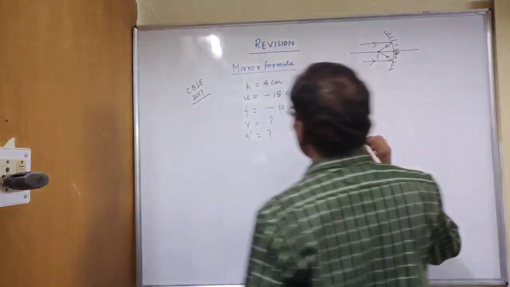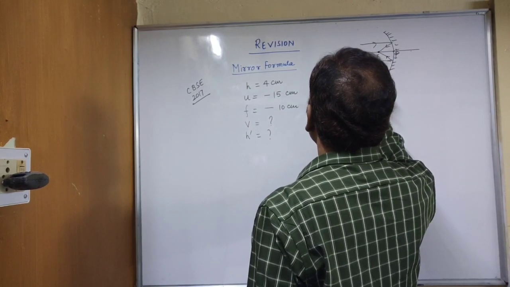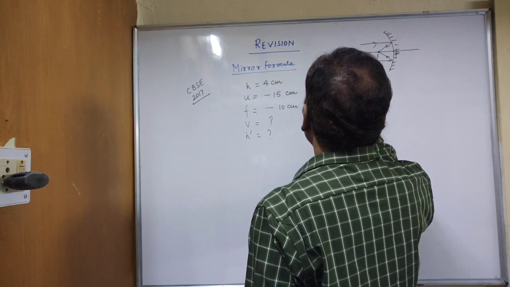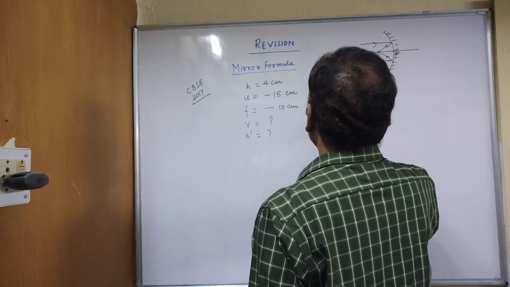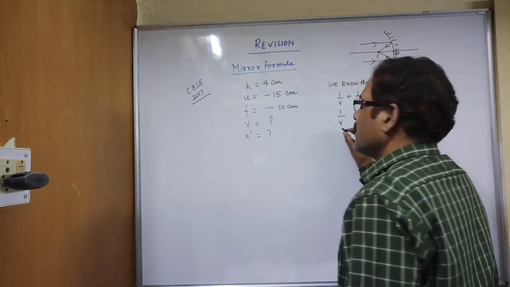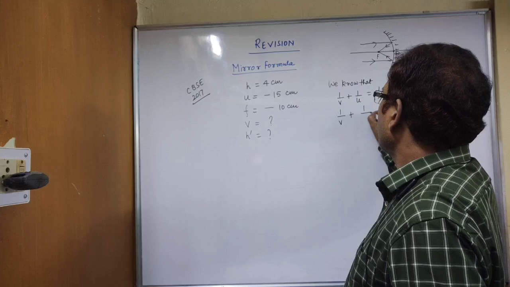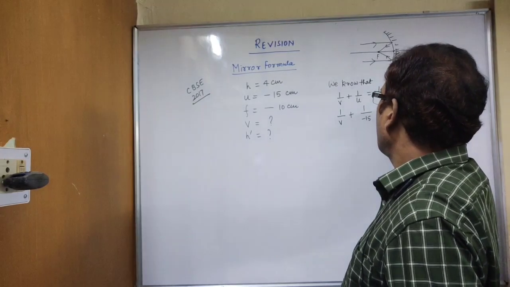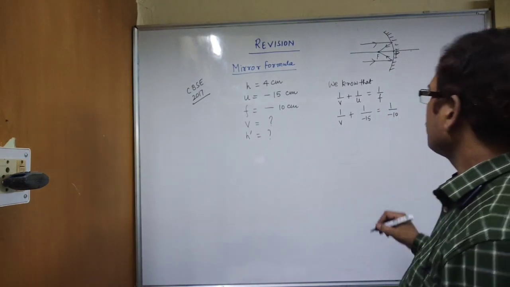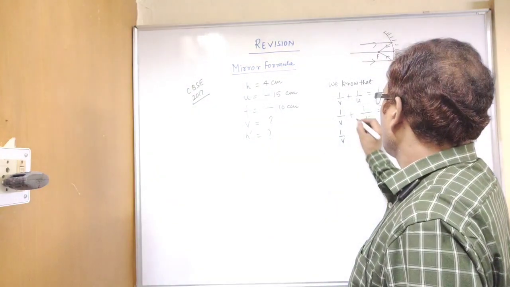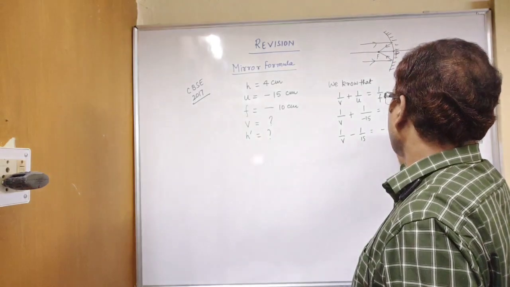Now use the mirror formula. So we know that 1 by v plus 1 by u is equal to 1 by f. We have to calculate v. We don't know the value of v, it is not given in the question. So we are writing simply 1 by v plus 1 by u, where u is minus 15, is equal to 1 by f, and f is minus 10. So this can be written as 1 by v plus minus 1 by 15 is equal to minus 1 by 10.